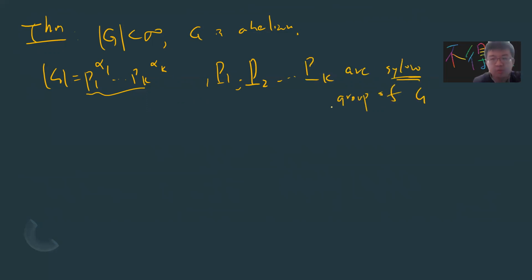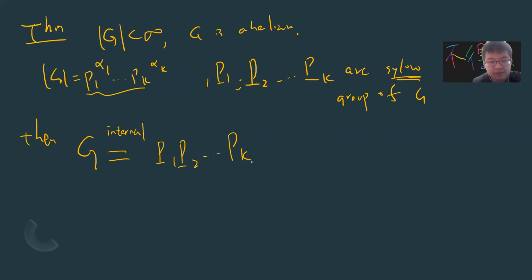Okay, remember that we proved the Sylow theorem, the three Sylow theorems. Okay, so Sylow subgroups of G, and then G is what? G is the internal direct product of all the Sylow subgroups. Okay, so this is the theorem that I will not prove here, but I will prove in the next video.